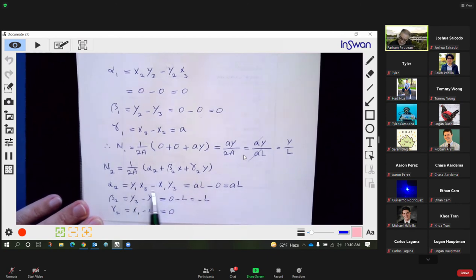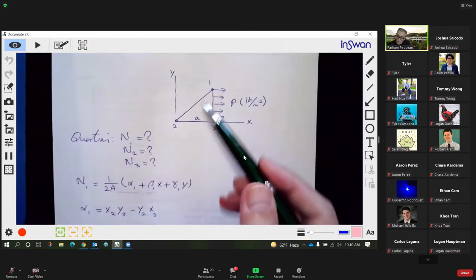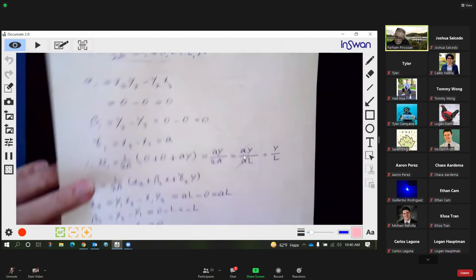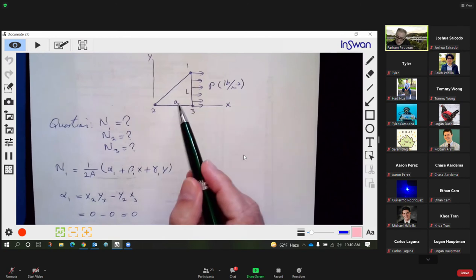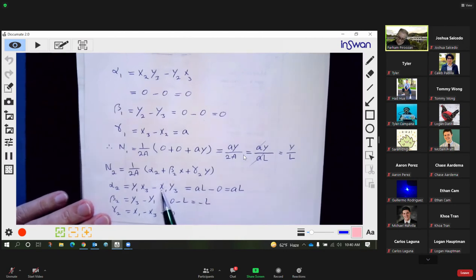Alpha 2 is given by this. These are alphas, betas, and gammas, equations that we looked at before in our textbook. You can see that this is y1 x3 minus x1 y3. These are coordinates of these nodes. This is the figure here. y1 is L. y1 x3, the x of this node is A. So this is simply A L minus x1 y3, which is 0.